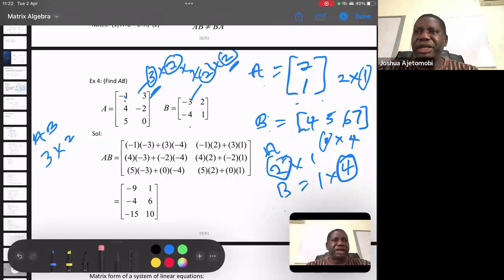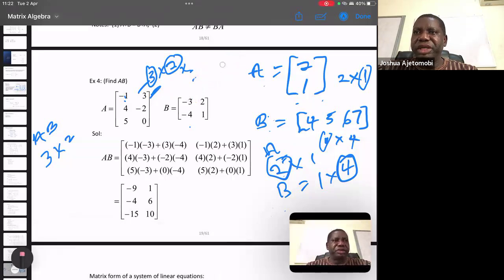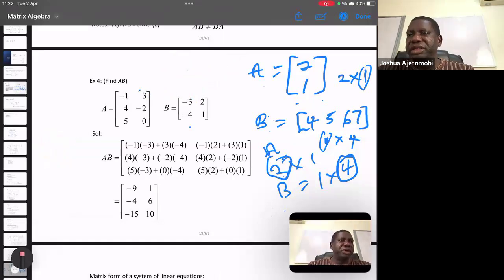Let's consider a typical example again. Let's say we have our A to be 2, 1. This is 2 rows by 1 column, 2 by 1. And we have our B to be 4, 5, 6, 7. That is 1 row by 4 columns, 1 by 4. If you look at this, we have 1 and 1, which means they are conformable for multiplication. And the result will be 2 by 4. I want you to try it on your own.